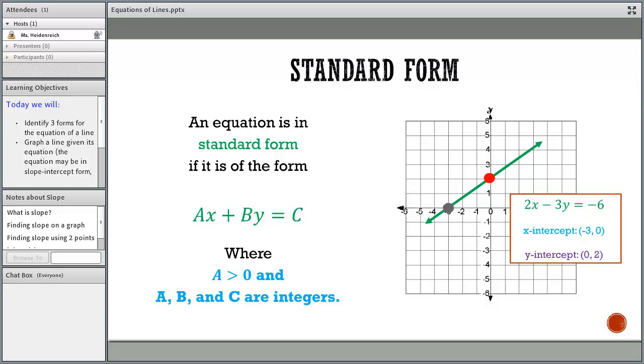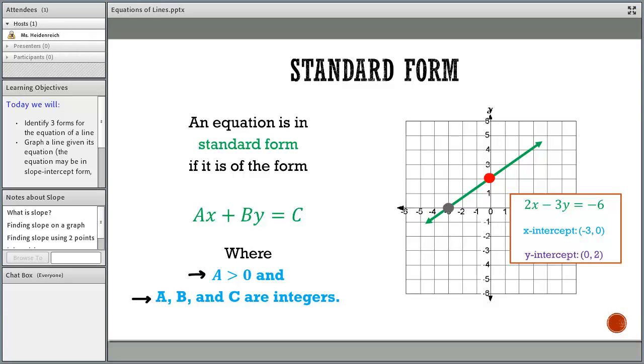And I would like you to include that a needs to be positive, or greater than 0, and that a, b, and c must be integers. If that's not the case, then our equation isn't really in standard form, even if it looks kind of like the right order. We have to keep these stipulations for a, b, and c.